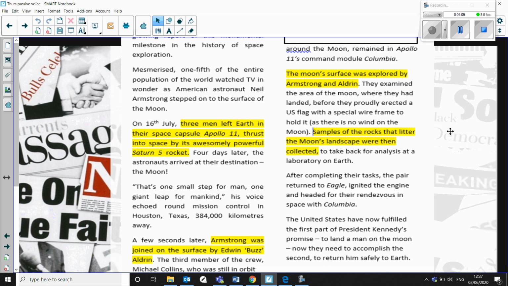So, have a look at the examples here. You might want to pause the video and just get those in your mind, because we're going to start writing our own examples in a moment.